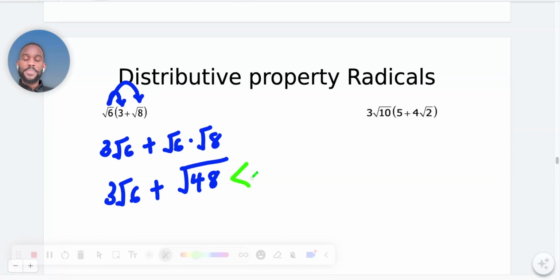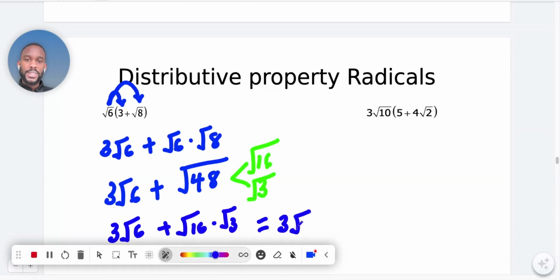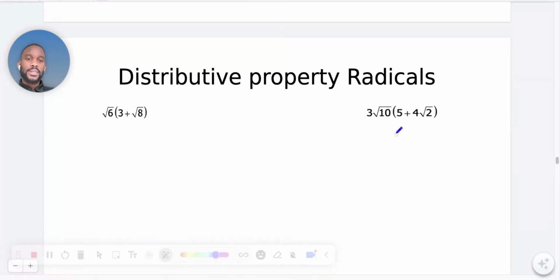Think about two numbers that multiply to get 48, one being the highest perfect square. So this will be 16 multiplied with 3. So 16 times 3 would give you 48. So root 16 times root of 3. So this will be 3 root of 6 plus the root of 16 times the root of 3. And the root of 16 is 4. So the final answer will be 3 root 6 plus 4 root of 3. This cannot be simplified any further. So that's your answer.